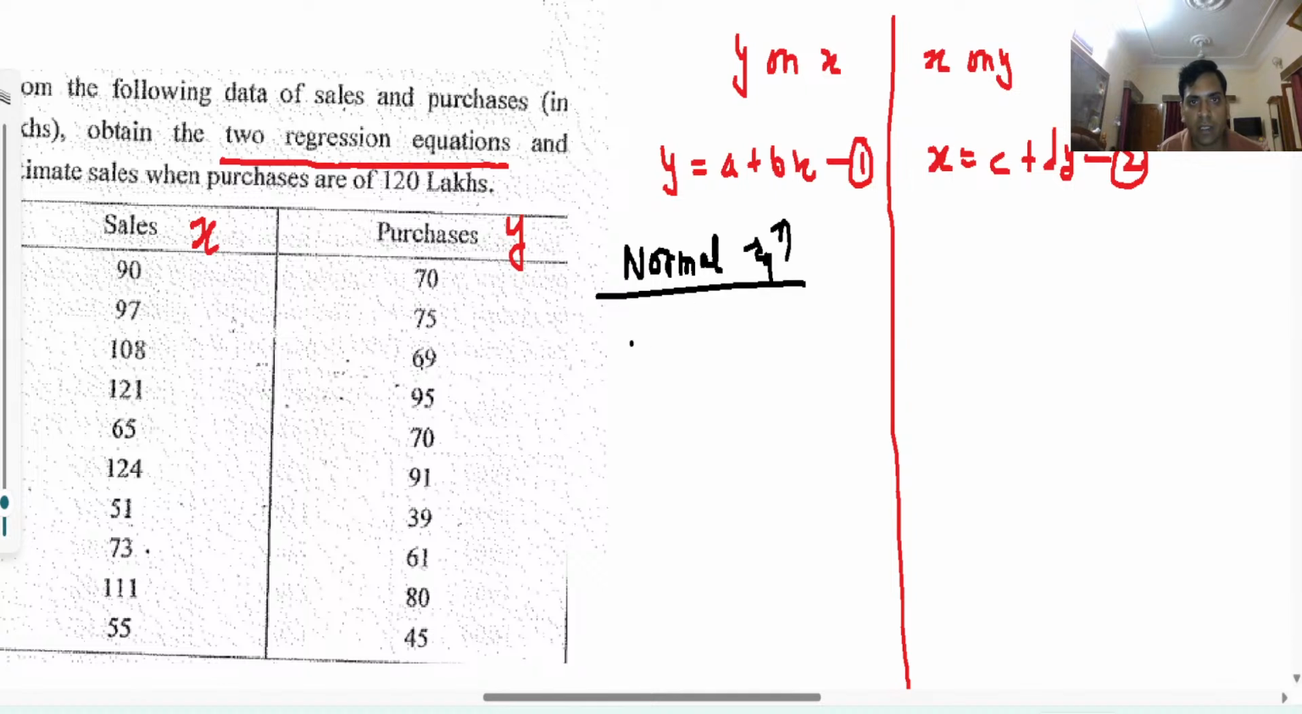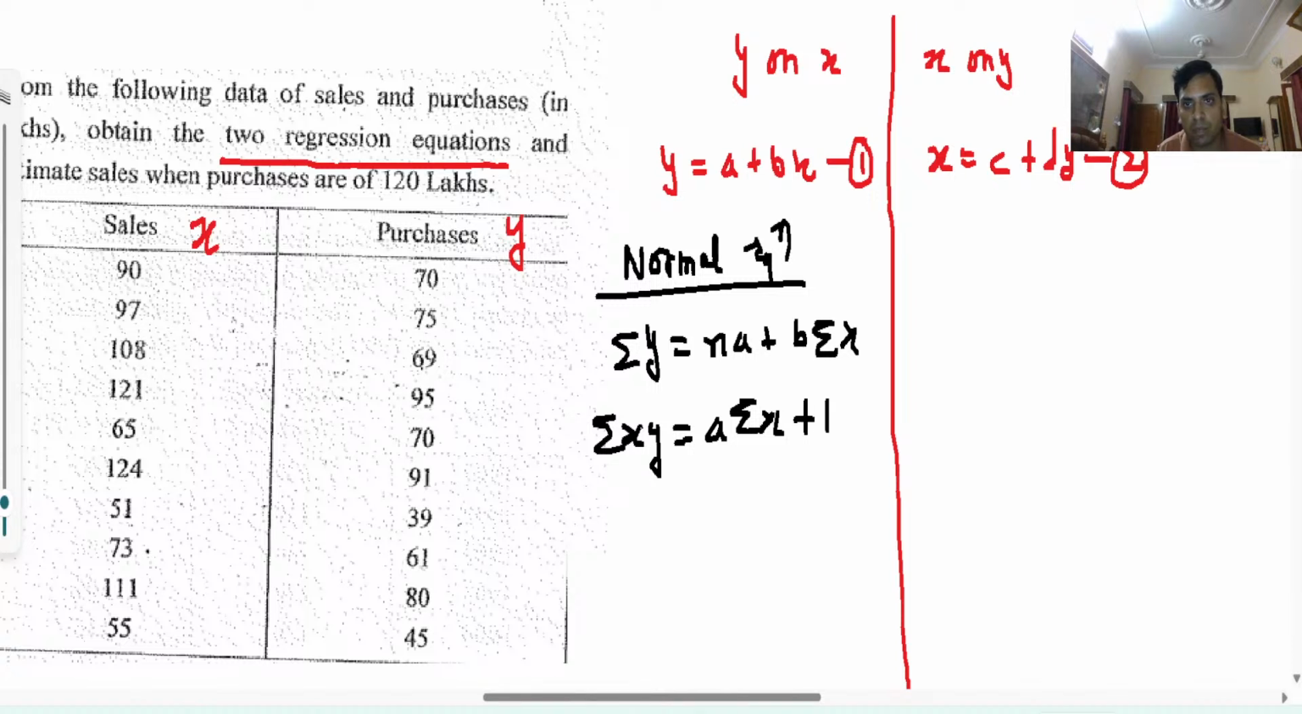And the normal equation format for the first is summation y equals n a plus b summation x, and summation xy equals a summation x plus b summation x square. This is equation number 3 and this is equation number 4. In that way, we will write the equations for X on Y: we will replace y by x and x by y, and consider a and b as c and d.